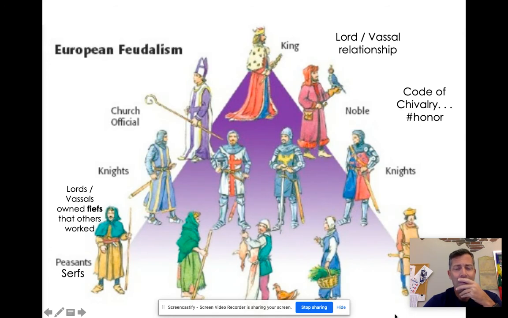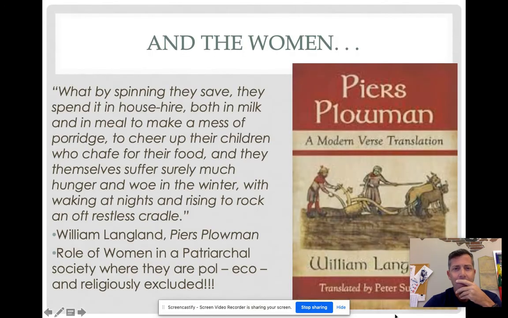All right? This is a good one. So in terms of this feudal society, this is something about the patriarchy that was there, the poor plowmen. "What by spinning they save, they spend it in house hire, both in milk and in meal, to make a mess of porridge, to cheer up their children, to chafe for their food, and they themselves suffer surely much hunger and woe in the winter, with waking at nights and rising to rock at oft restless cradle."